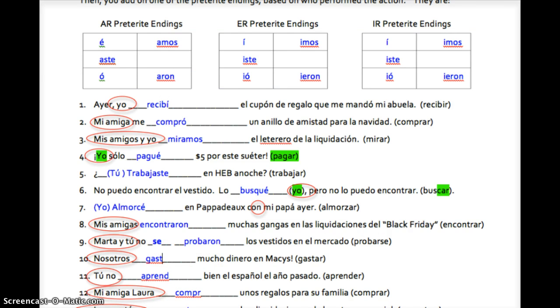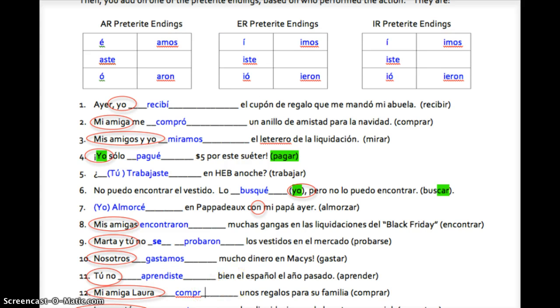Next one, nosotros gastamos. Tú gastar, it's an ER verb. Finally, we got one of those. It's one person. Tú doesn't include the word yo or nosotros, so it's not yo. It does include the word tú, so the ending would be iste.